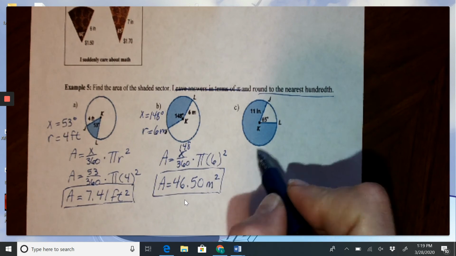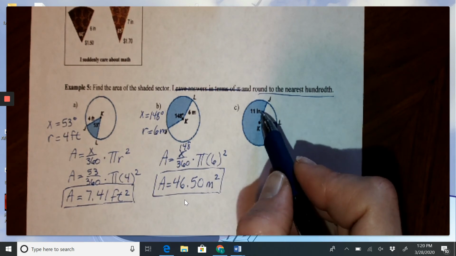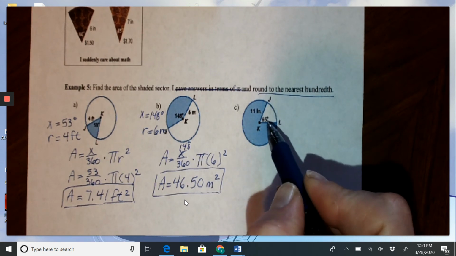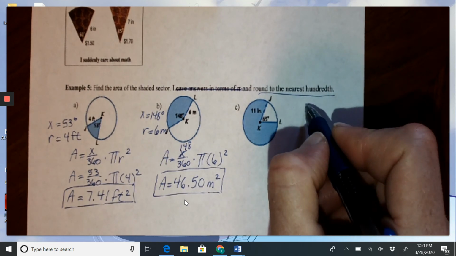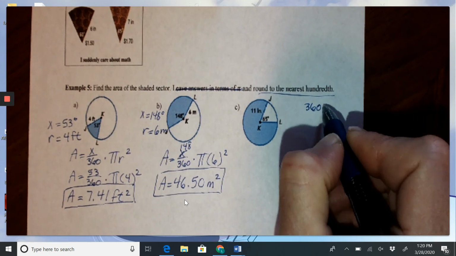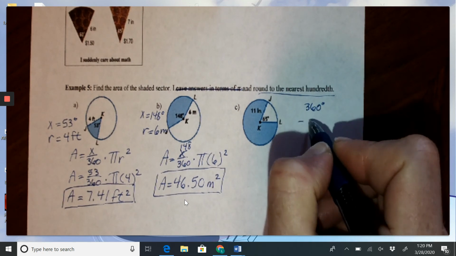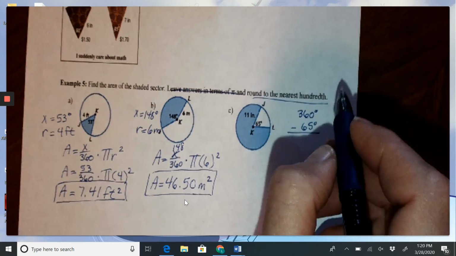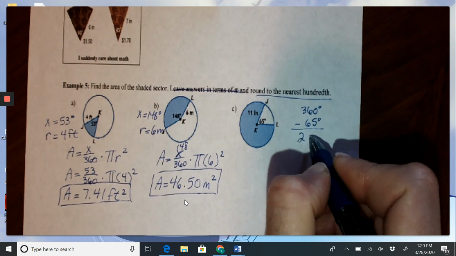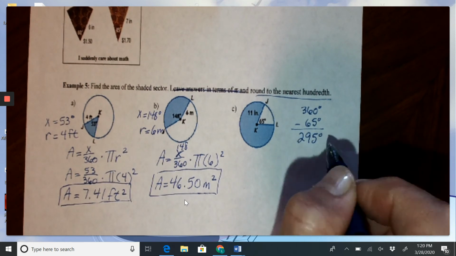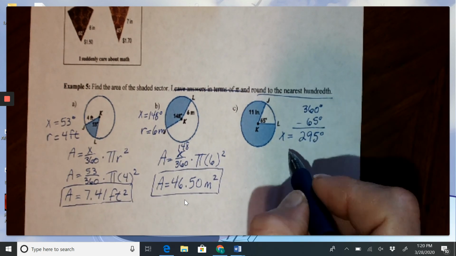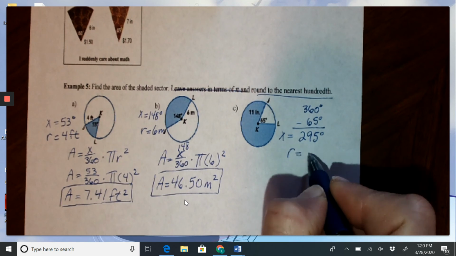And our last example. Here, we're still looking for the area of the shaded region, but that's not the central angle that we're given. We're given the central angle of the non-shaded region. So we could say, well, we know that there's 360 degrees total in the circle, and if we take away our 65 degrees from the non-shaded region, then that gives us a central angle of the shaded region of 295 degrees. So here is our x, 295 degrees for the shaded central angle, and our radius is 11 inches.